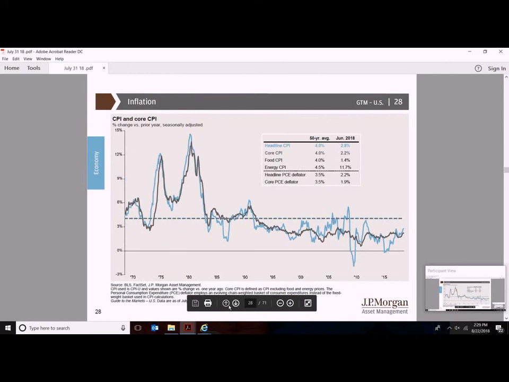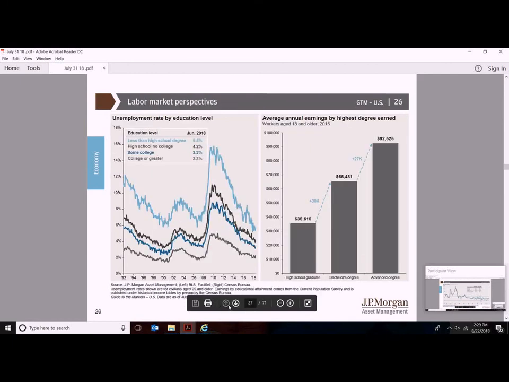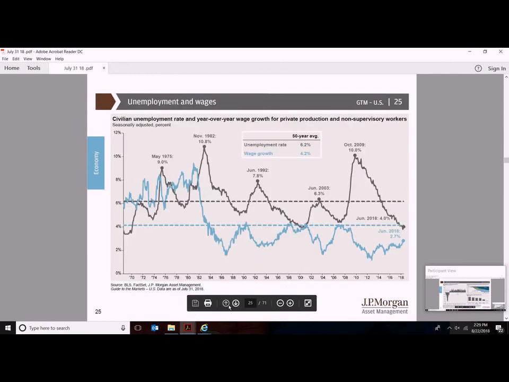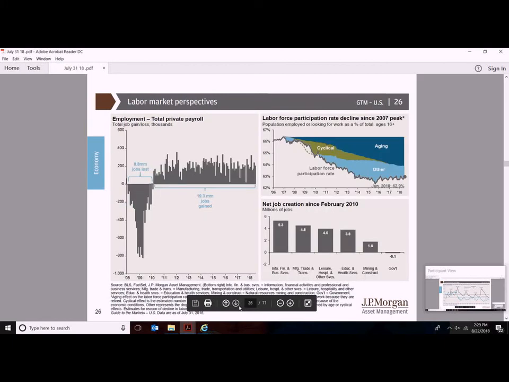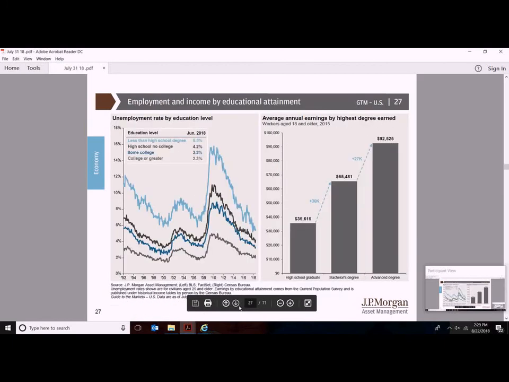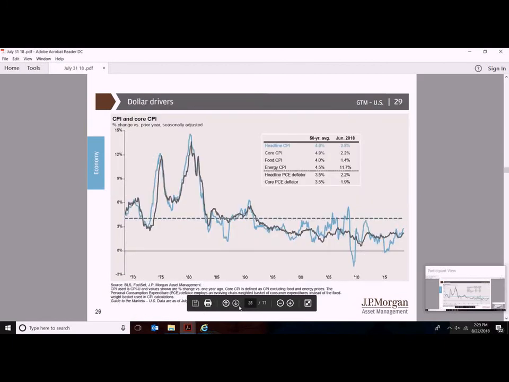So when you average all these together, it's coming in, let's see, where's that? It's coming in right at about 4% right here. And just to keep it in context, the 50-year average unemployment rate is 6.2. So we're well below that.